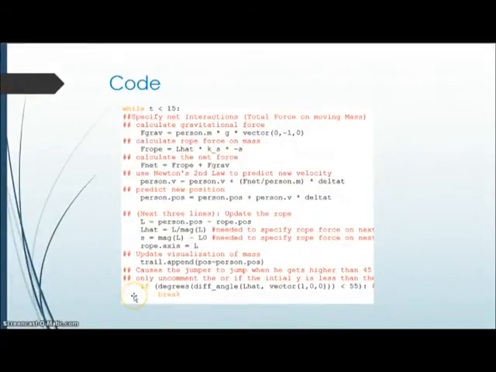Now this checks the difference in the angle between our rope vector and a vector that is going horizontally to the right for our simulation. And when it gets within 55 degrees of that x-axis, we loop and the person jumps.